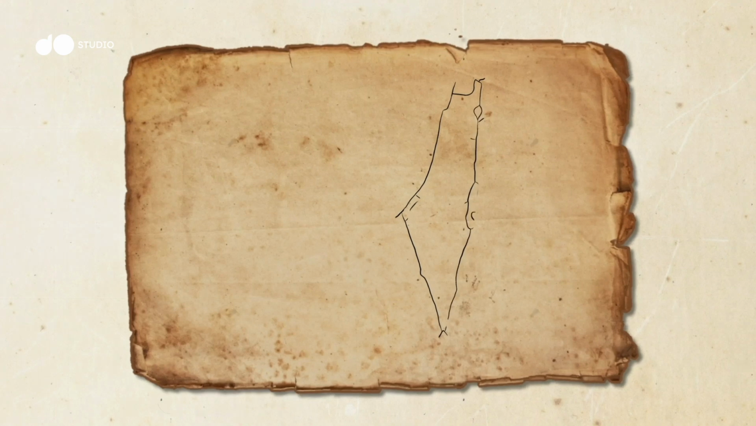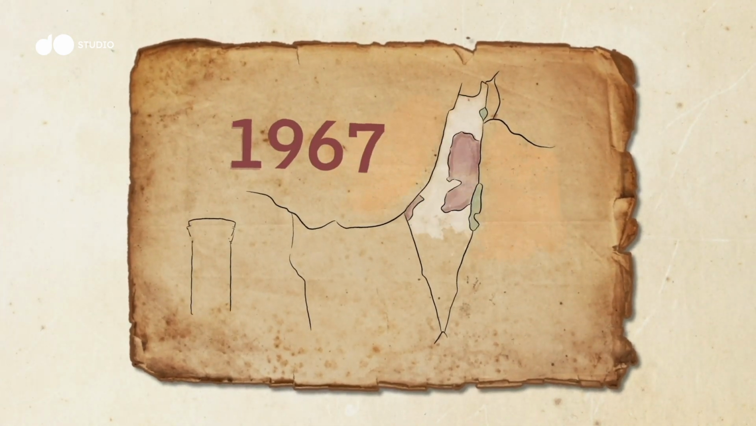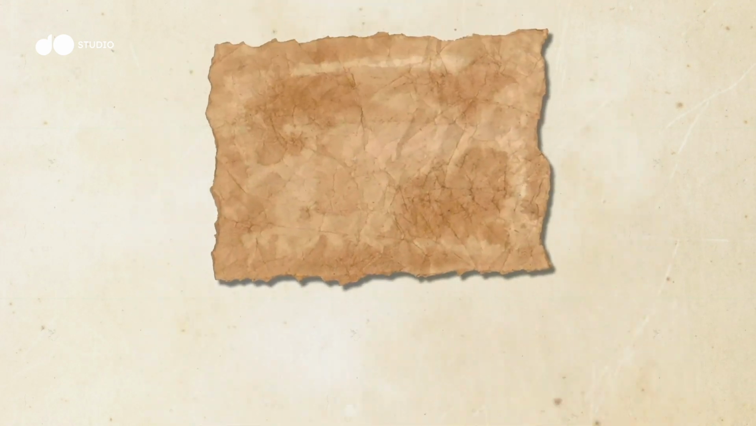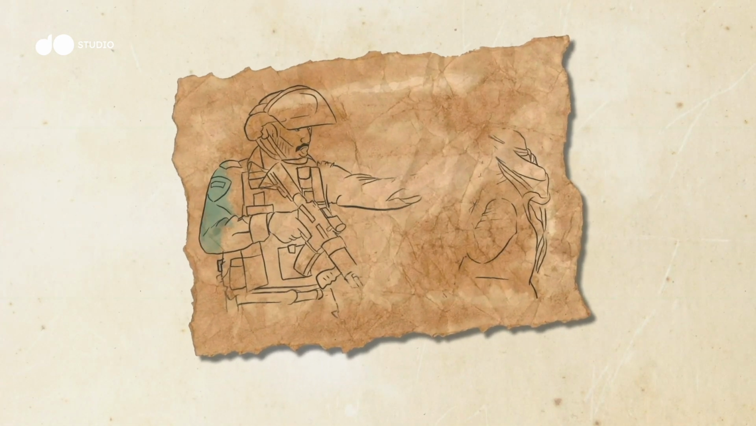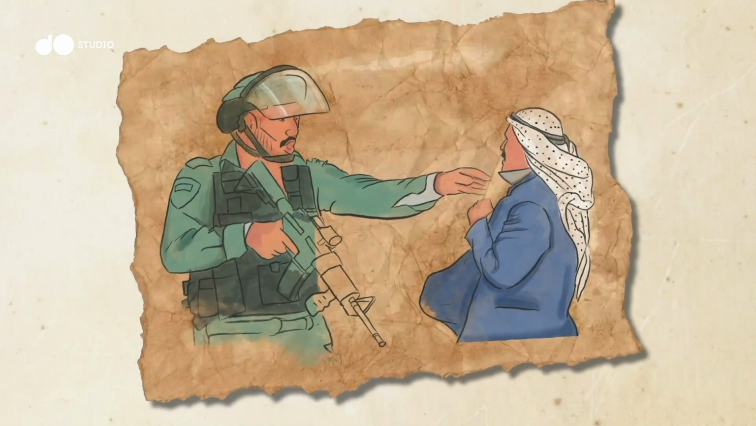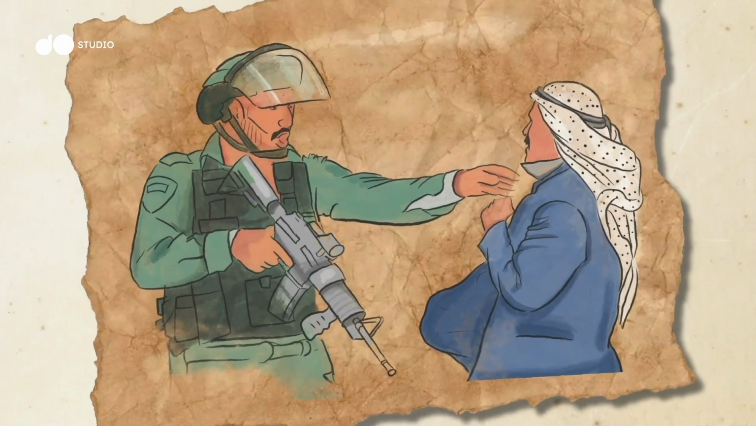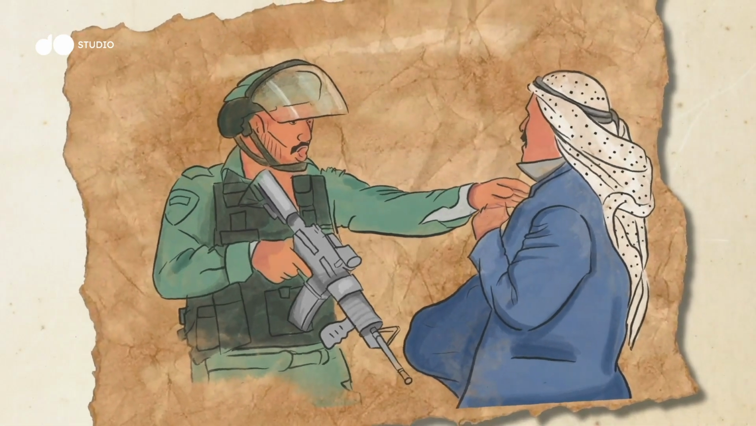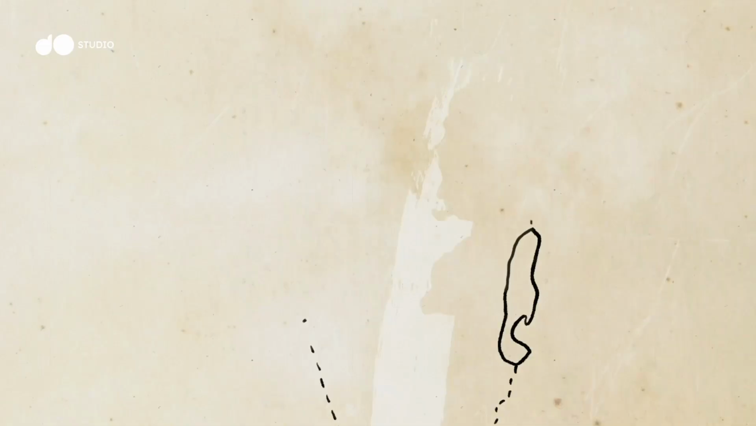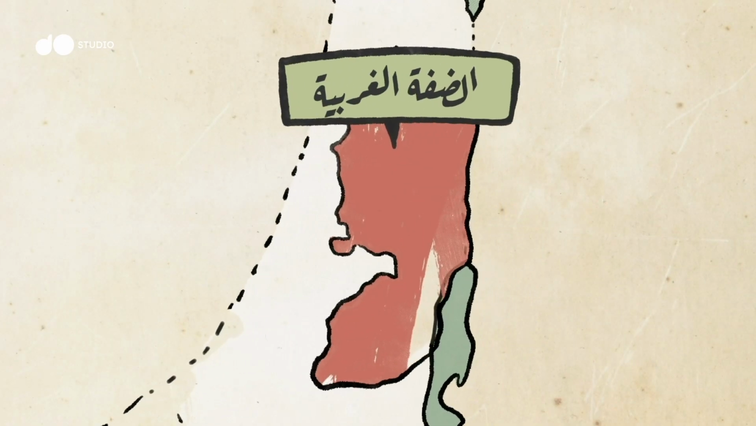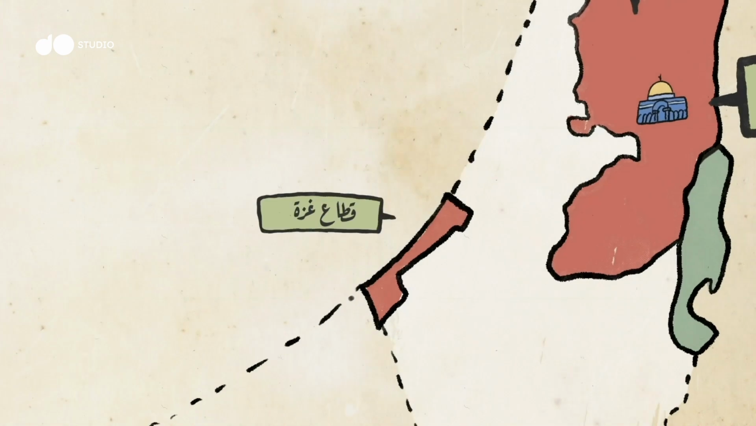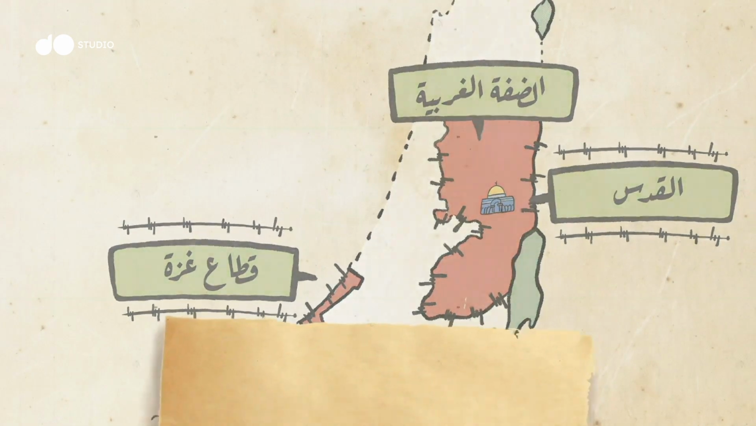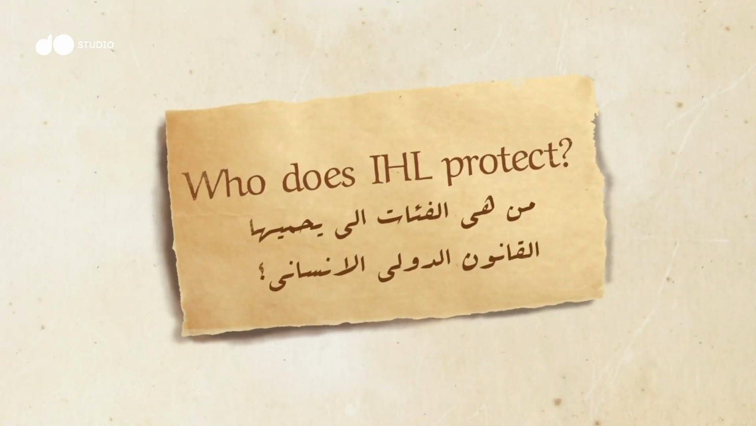In 1967, Israel occupied the Palestinian territory, imposing effective control over the territory. Accordingly, IHL became the primary framework that governs the relations between Israel, the occupying power, and the Palestinians, the protected people residing in the occupied Palestinian territory, referred to as the OPT. The OPT encompasses the West Bank, including East Jerusalem, and Gaza Strip, all of which are considered occupied and to which IHL is applicable. Who does international humanitarian law protect?